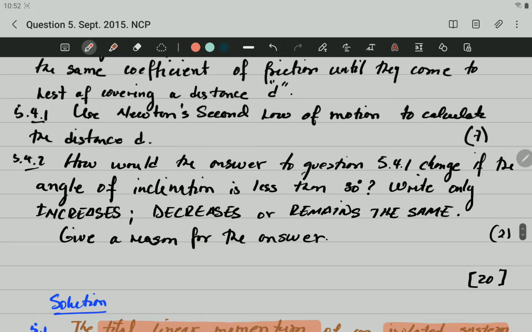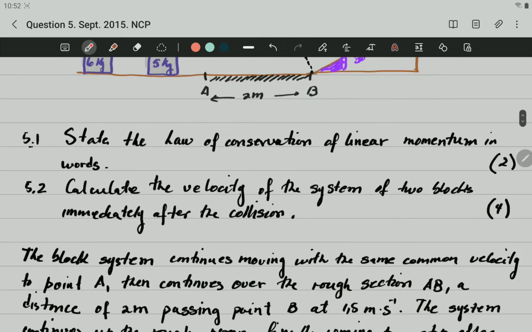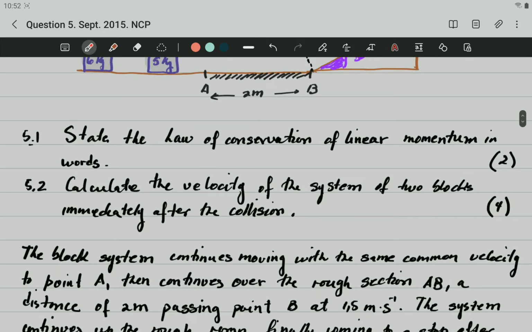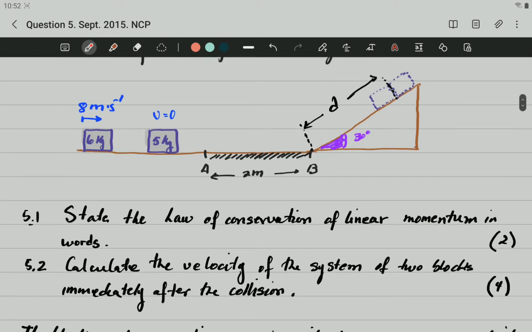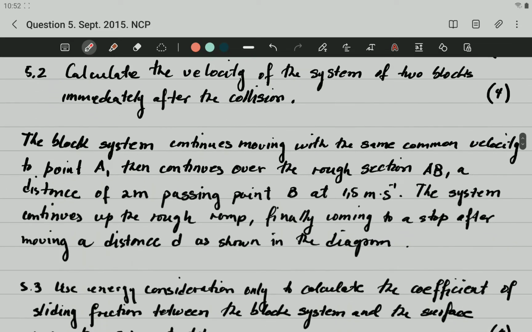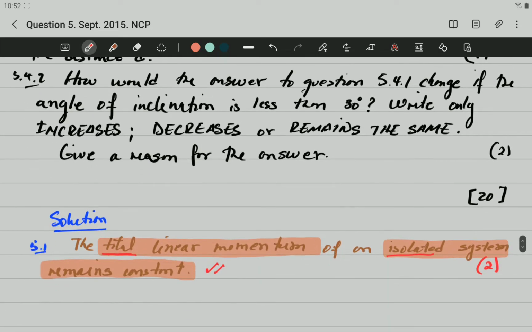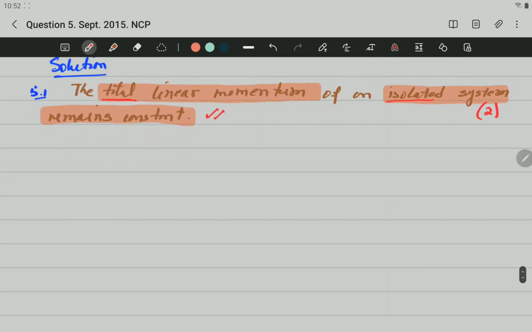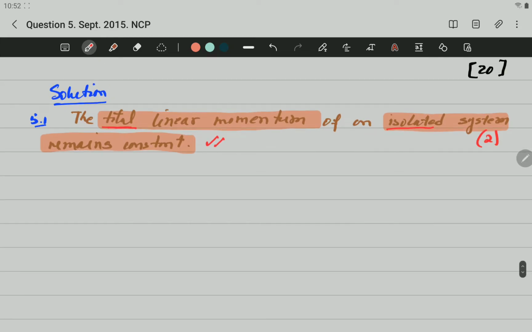Alright, question 5.2. Calculate the velocity of the system of the 2 blocks immediately after the collision. Remember, this area here is frictionless. The frictional force is equal to 0. There is no friction on that area before they bump each other and continue moving. So we have to use the law or the principle of conservation of linear momentum here in question 5.2.